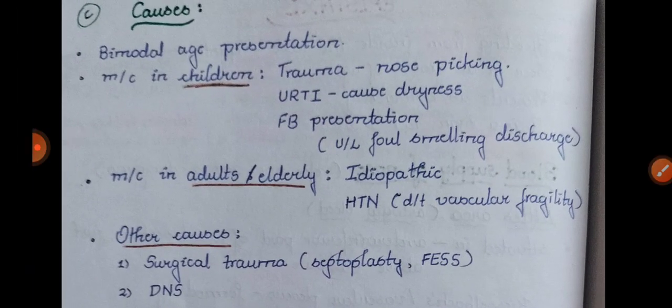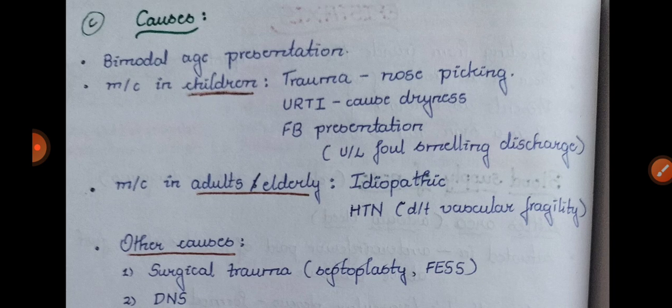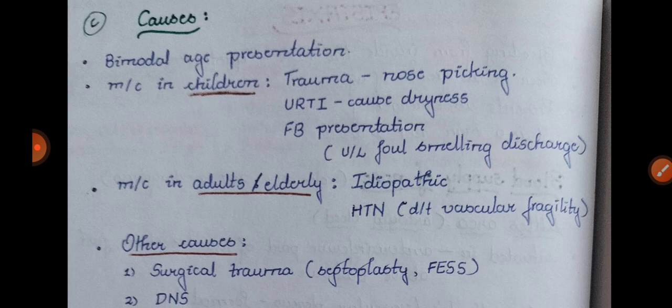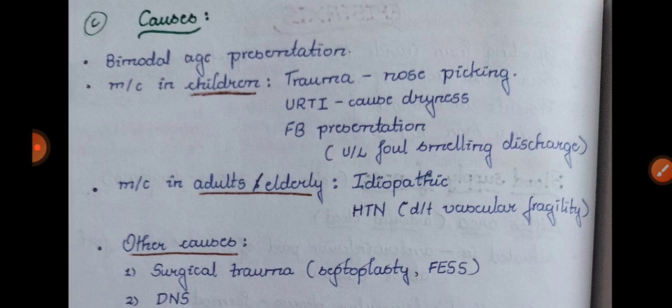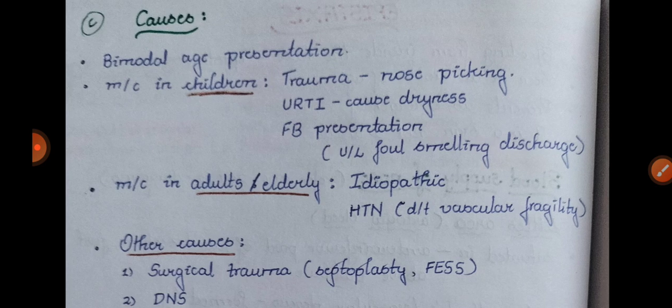Now, what are the common causes for epistaxis? Epistaxis shows a bimodal age distribution. One is most commonly in children, that is because of trauma, nose picking, upper respiratory tract infection causing dryness, and foreign body, presenting with unilateral foul smelling discharge. In adults, the most common causes are idiopathic and hypertension. So it shows a bimodal age group. In children, it is because of trauma, URTI, foreign body. In adults, it is because of hypertension.